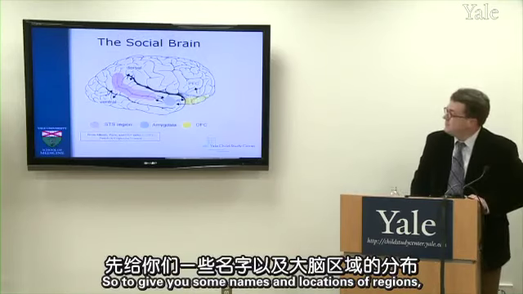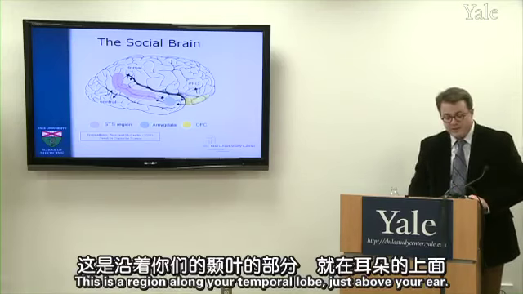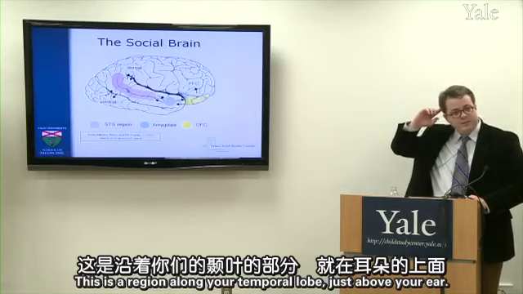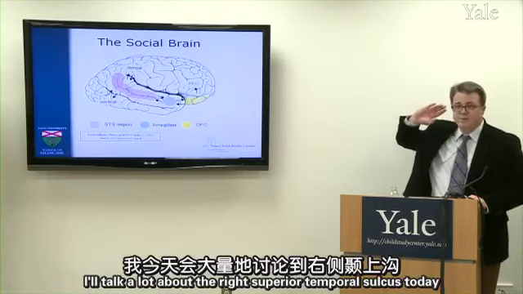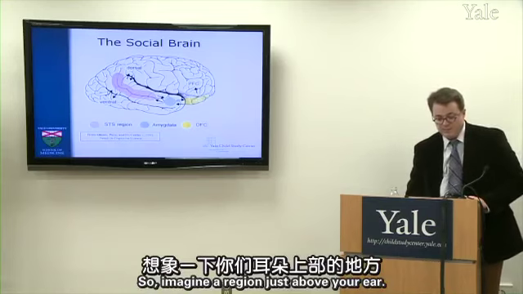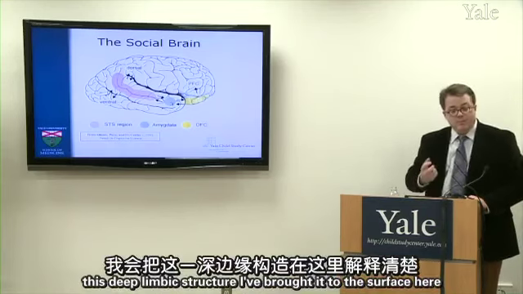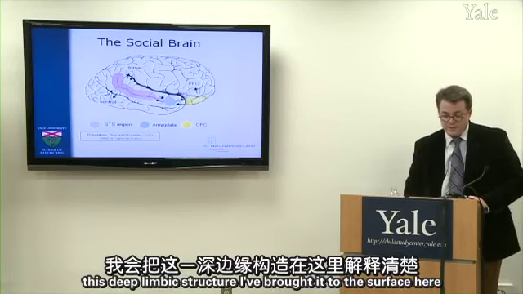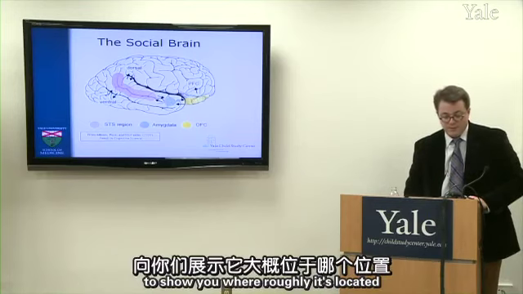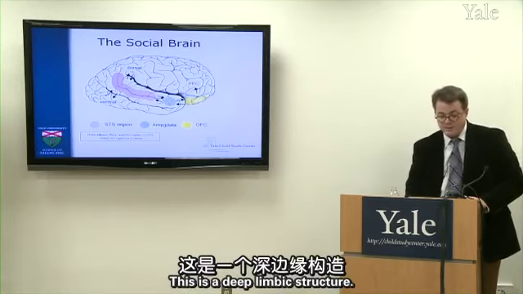So to give you some names and locations of regions. I'll talk extensively about the superior temporal sulcus today. This is a region along your temporal lobe, just above your ear. I'll talk a lot about the right superior temporal sulcus and the posterior part of it. So imagine a region just above your ear. I'll talk about the amygdala quite a bit, this deep limbic structure. I've brought it to the surface here to show you roughly where it's located, but think of it as being projected down into the brain, because it's a deep limbic structure.